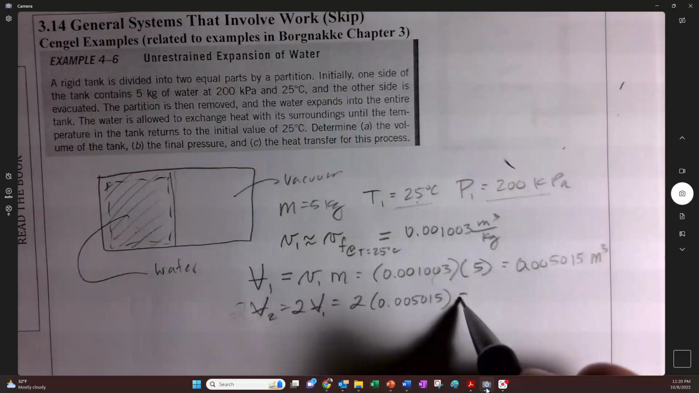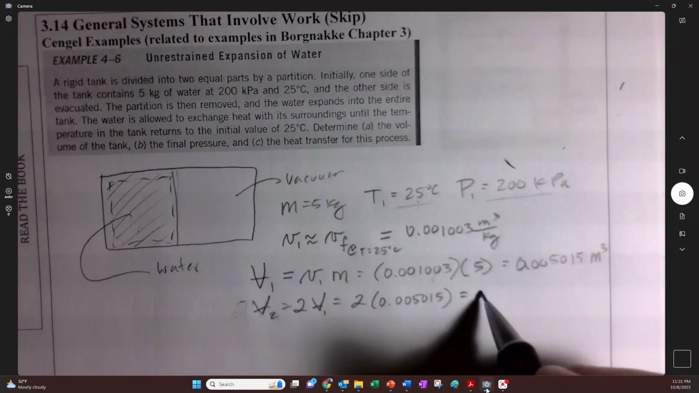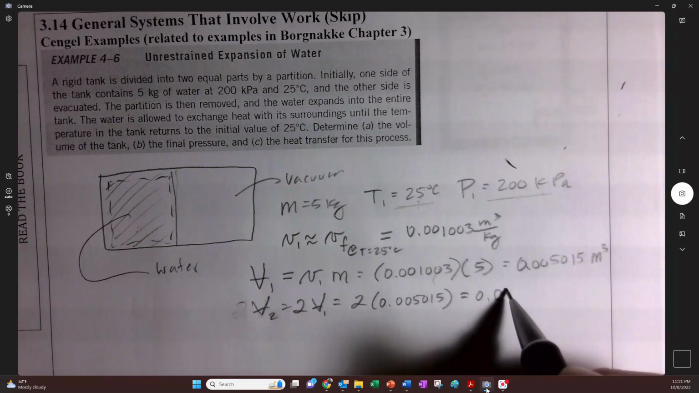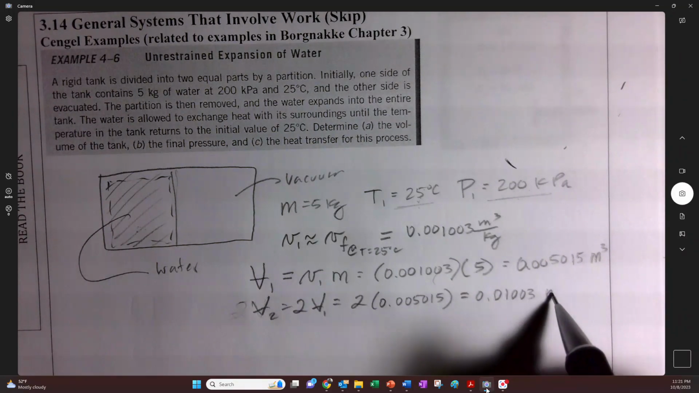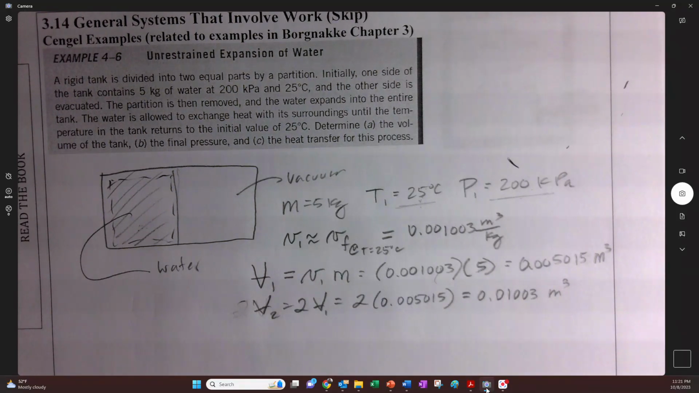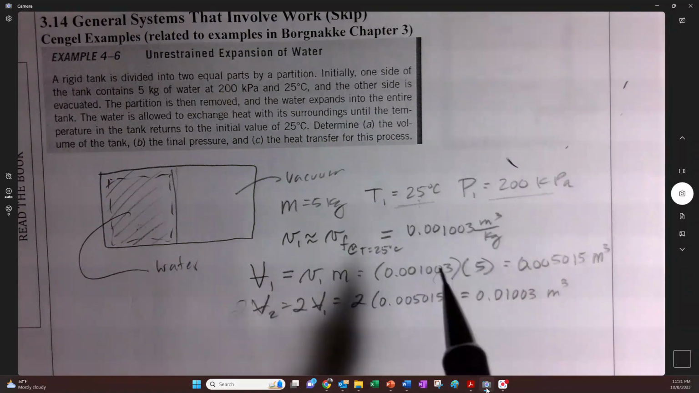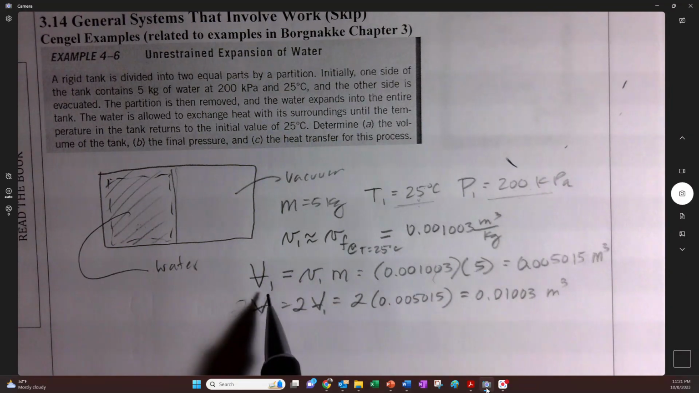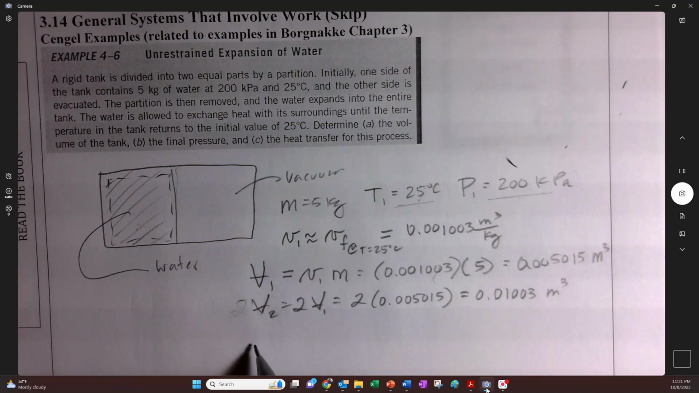0.005015. So 2 times that, and so you get 0.01003, as you would expect to, right? We would just multiply it by 10. And now from that, this is going to be weird of us. We could totally have just done this the other way around, but this is how I did it.